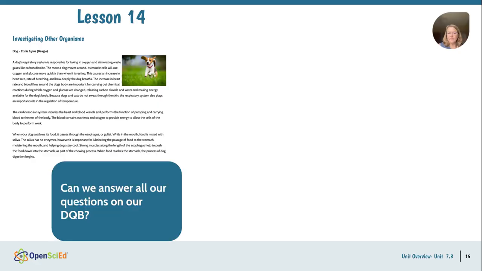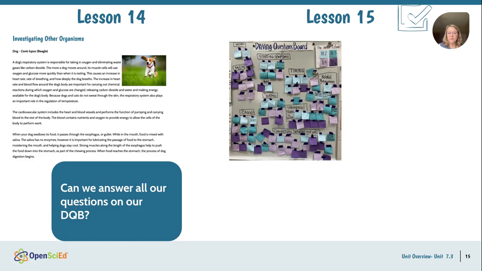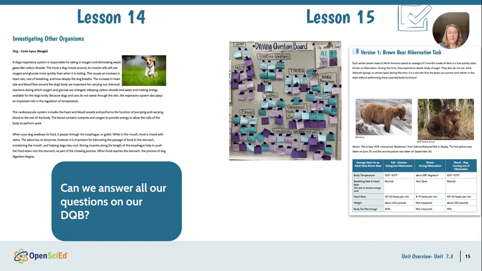In lesson 15, we begin by returning to our driving question board to see if we can answer all our questions now using what we figured out. And then we use everything we've learned to apply to a transfer task to explain how bears can survive the winter without eating. And this brings us to the end of our unit.